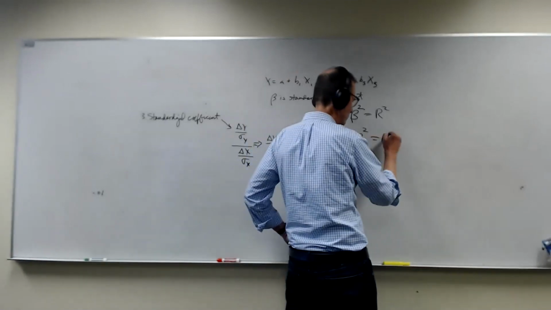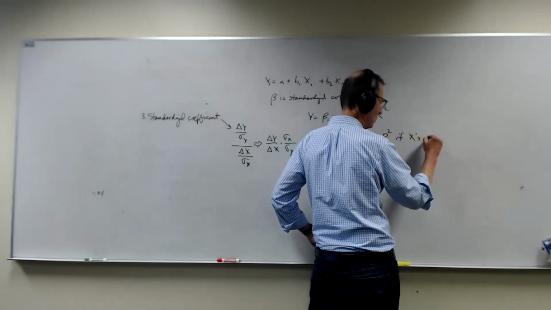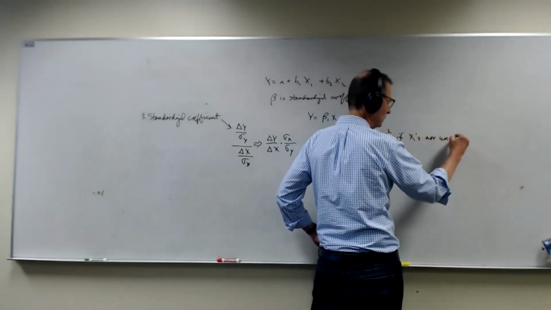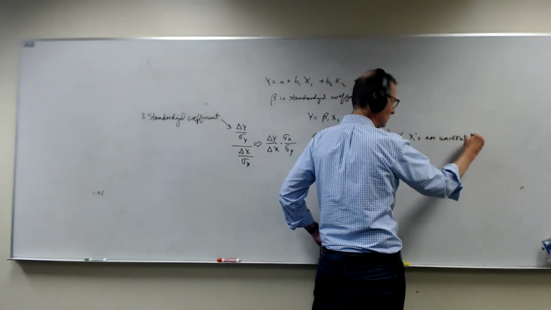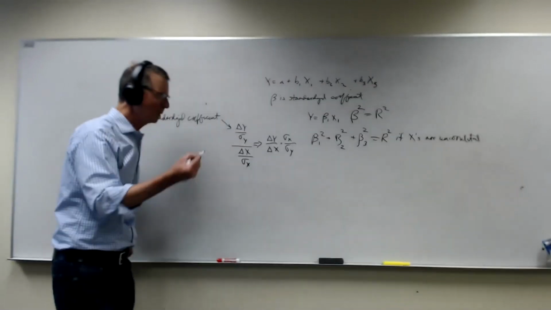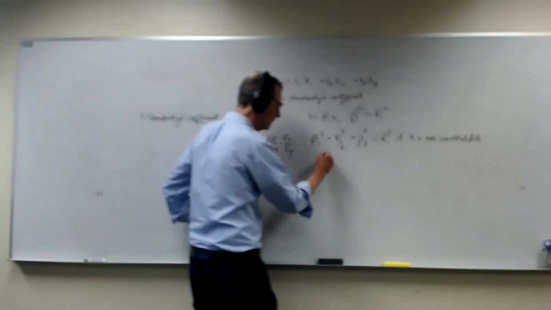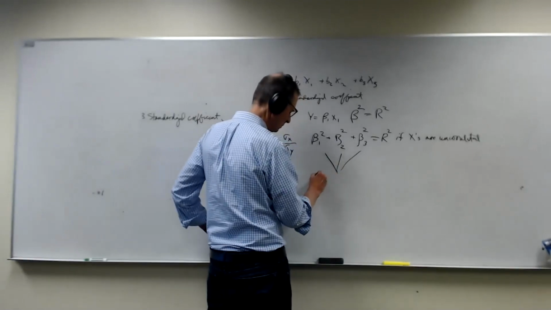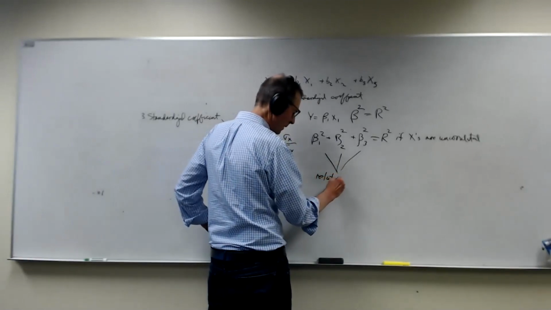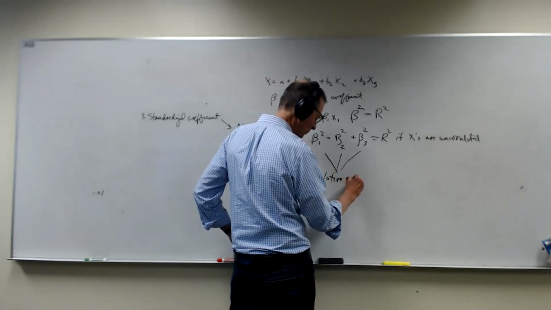that sums to the R square if the x's are uncorrelated. If they're positively correlated, it sums to less. If they're negatively correlated, it sums to more. But you can see how betas indicate relative explanatory importance.